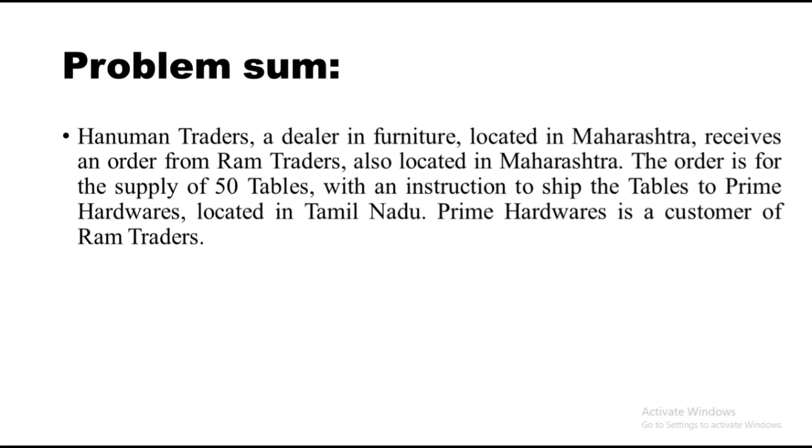So now the rule is whenever there are three parties involved, you have the supplier, you have the recipient, and then there is a third party who actually gives an order to supply the goods to the recipient's location. In that case, the third party's location becomes your place of supply. So in our case, Ram Traders, who was located in Maharashtra, who had given an order to Hanuman Traders to supply goods to Prime Hardware, his location will become your place of supply. So the answer will be Maharashtra, because Ram Traders was the third person, and as per the rule, the third person's location becomes the place of supply.